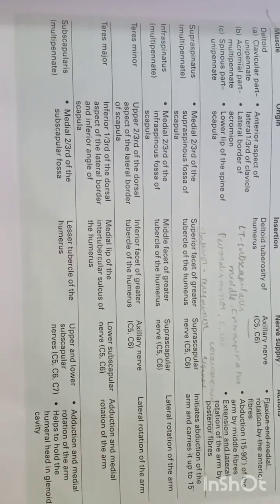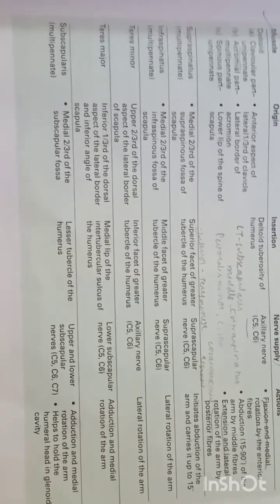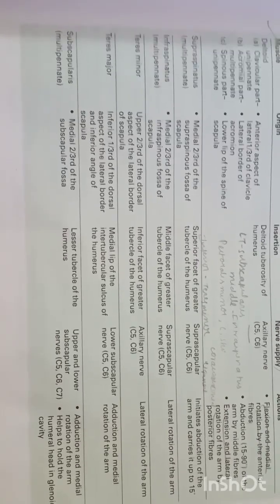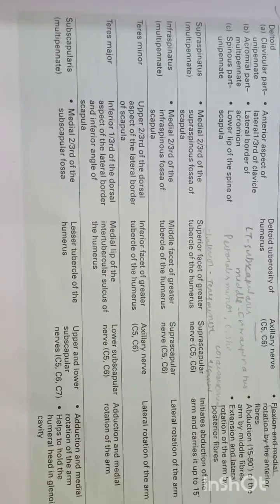So no doubt, if subscapularis is asked, we should think about the lesser tubercle, not the greater tubercle. The remaining muscles, supraspinatus, infraspinatus, and teres minor, insert onto the greater tubercle, and teres major onto the intertubercular sulcus.